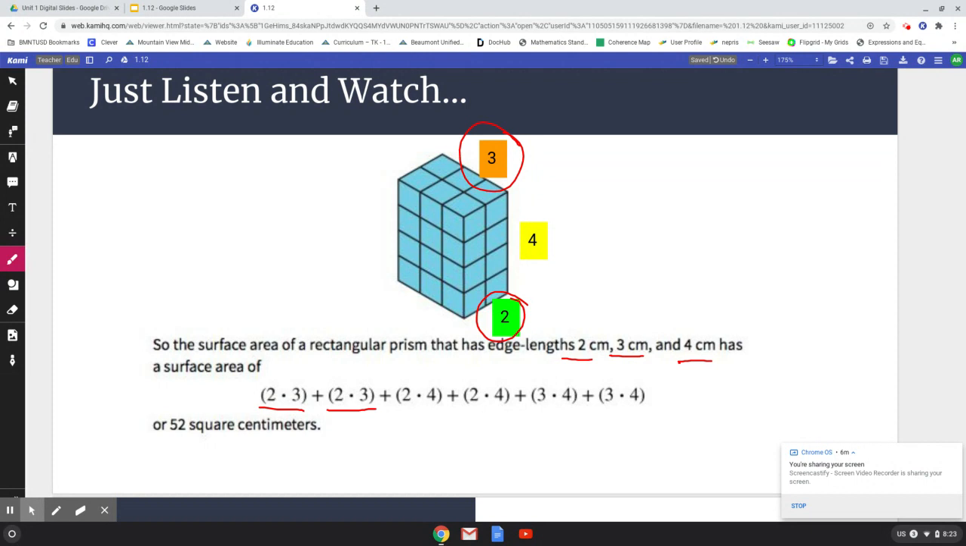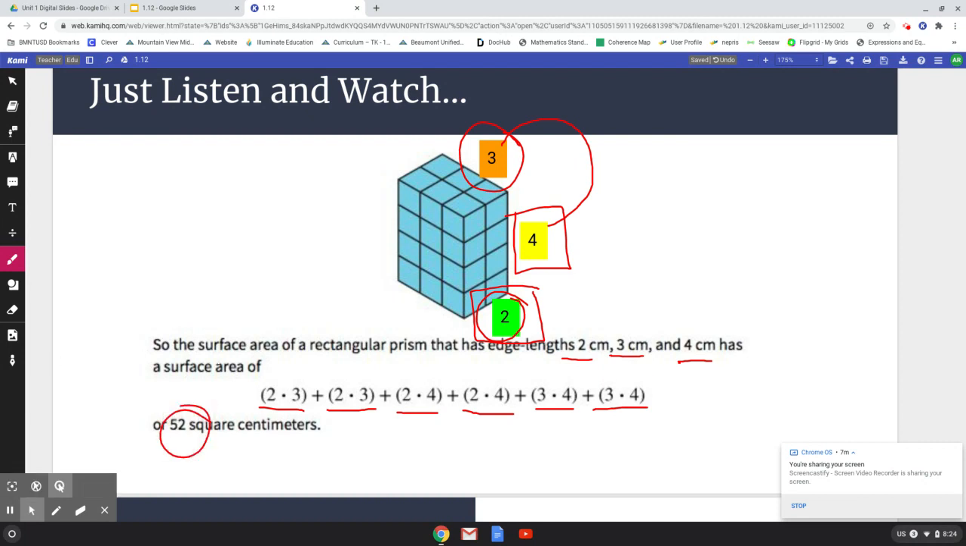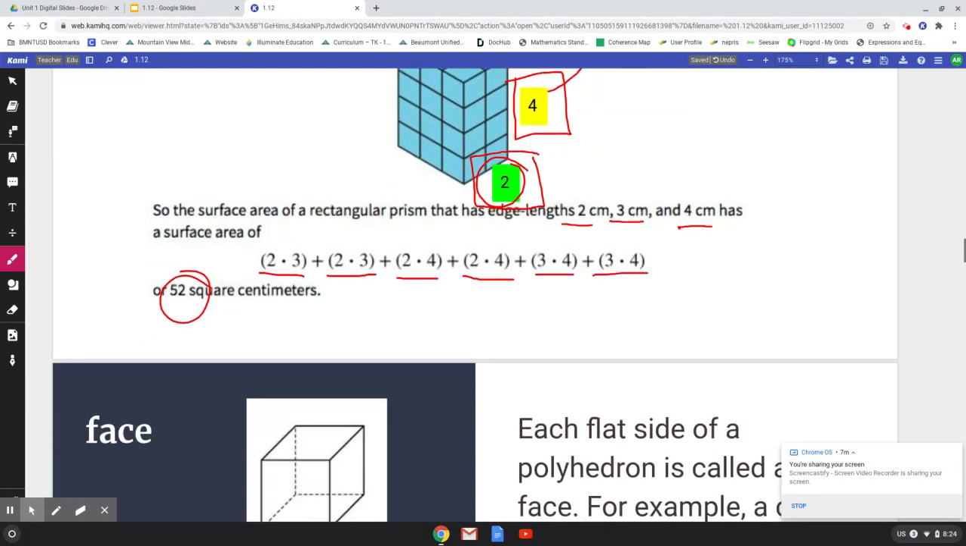Okay, and then you're multiplying the 2 and the 4, and then there are 2 sides to that. And then you're multiplying this 3 and this 4, and there are 2 sides to that. And we would add all of those, 6 plus 6 plus 8 plus 8 plus 12 plus 12, and you would get 52. And you will get practice with this today.